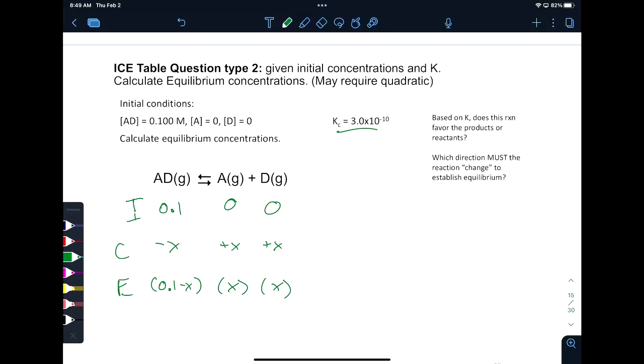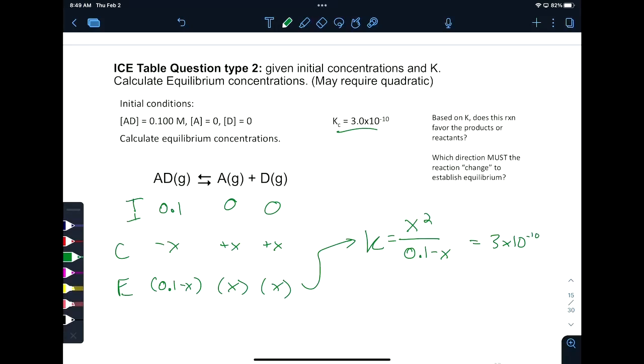Okay, what do we do next? We just look at the ice table. What's the trick with ice tables? The equilibrium line always goes into K. So let's put that equilibrium line into K. So K equals products over reactants. I'm just going to skip that step. It's x squared over 0.1 minus x. Do you agree with me? Yes. Okay. Equals 3 times 10 to the negative 10.